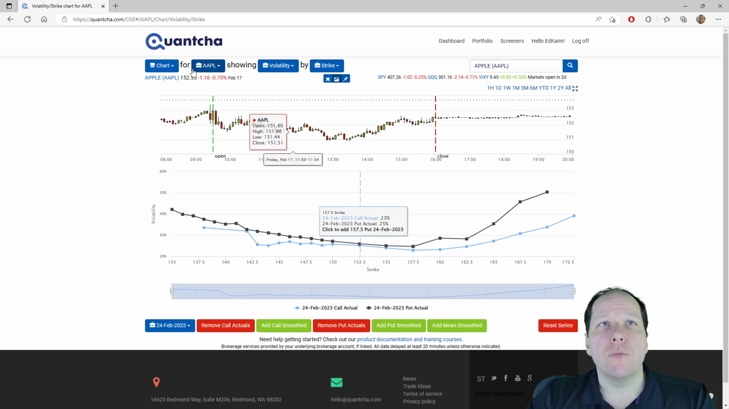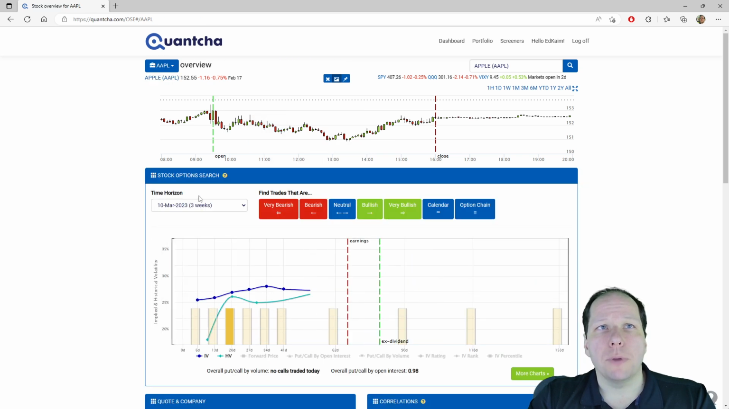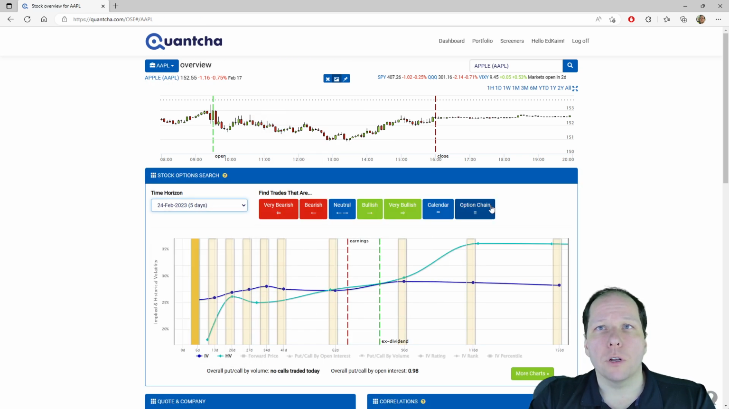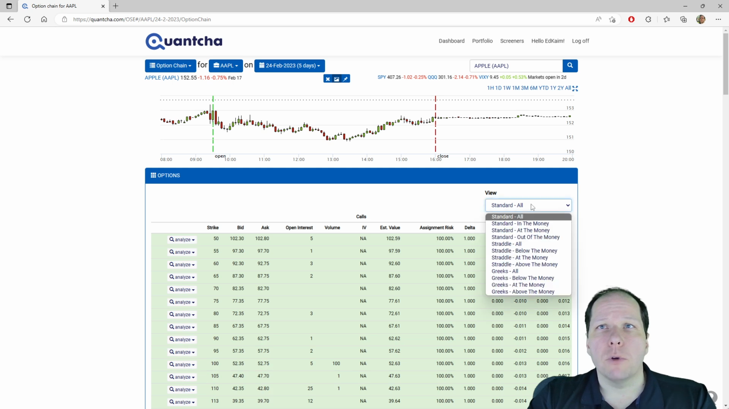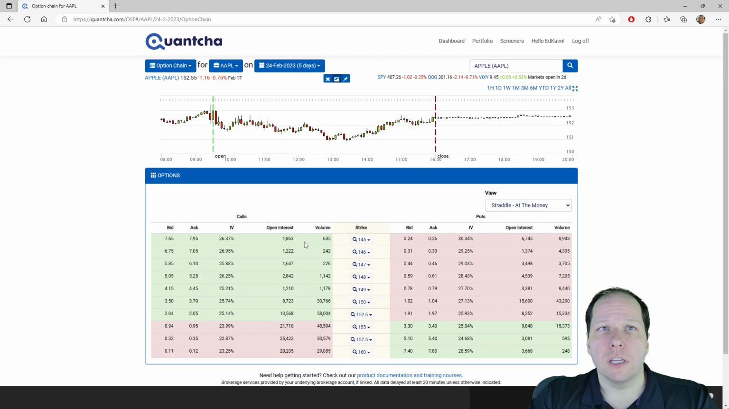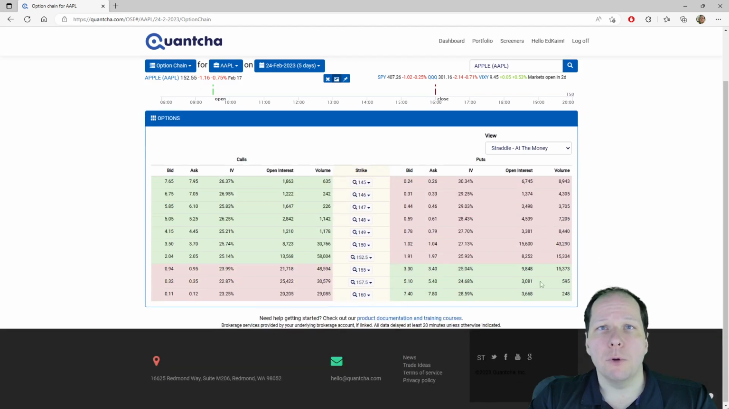So if we step over to Apple, I'm going to pick the current week, and we're going to look at the option chain. And I'm also going to change the view to look at the straddle at the money. This gives us the ability to look at calls and puts side by side. And we want to take a look at this 152.50 strike.